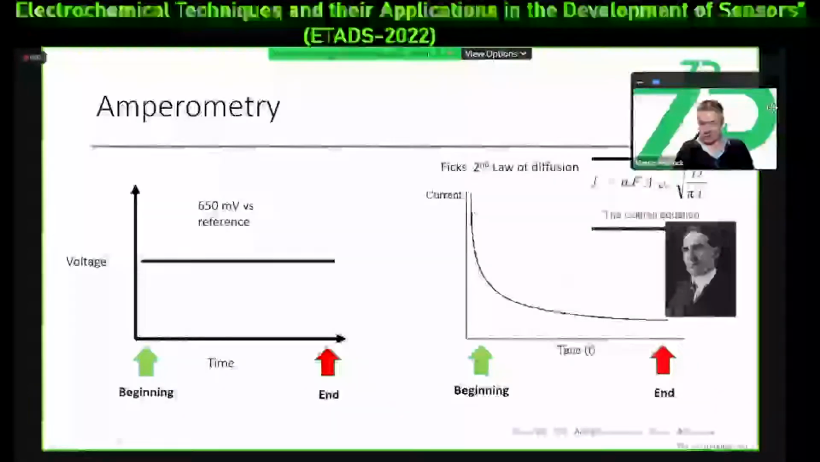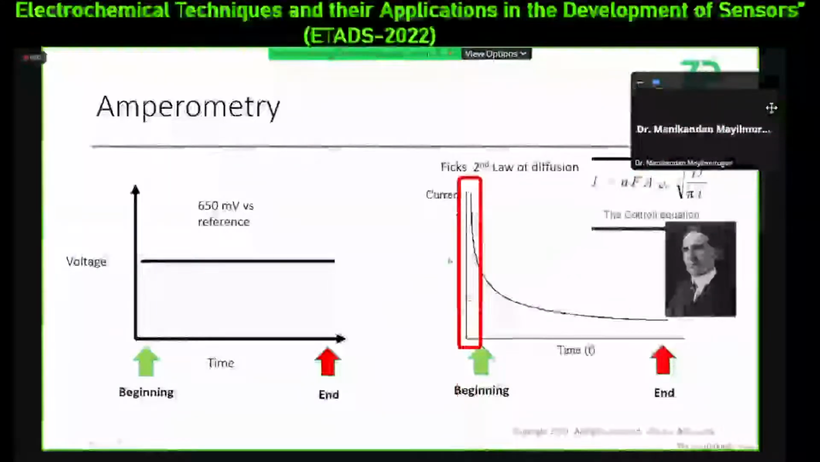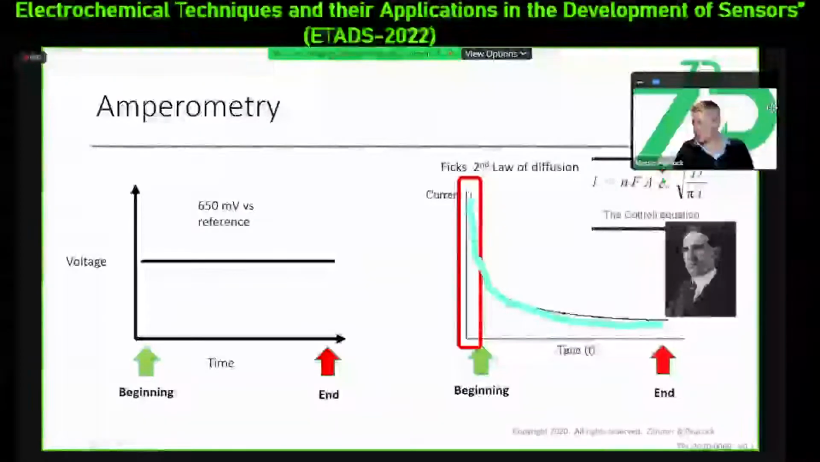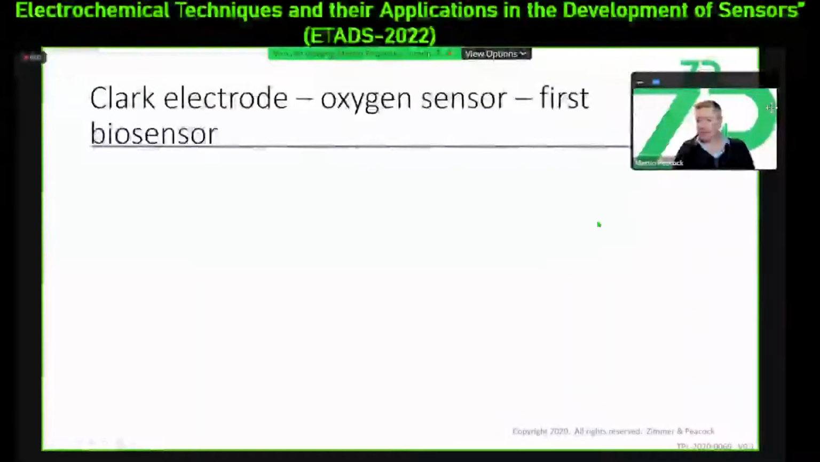Now we're going to do a practical demonstration on amperometry. And what's going to happen is in amperometry, you follow current as a function of time, and the current that we see is proportional to concentration.